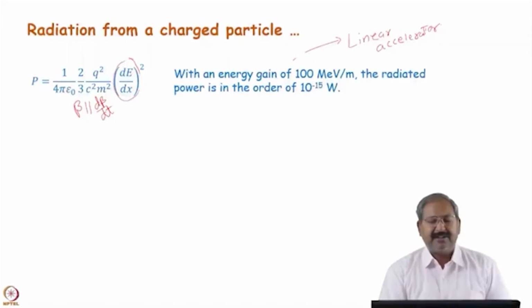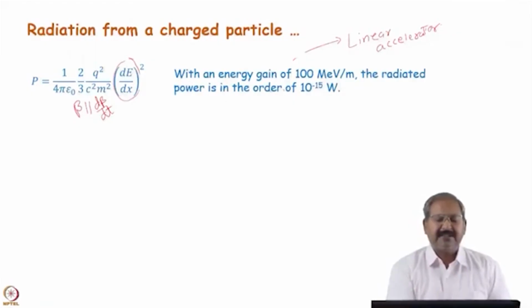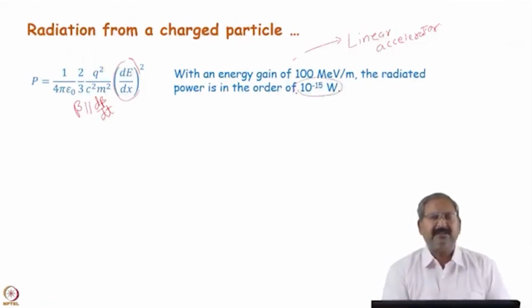If we consider even 100 MeV per meter of dE by dx, it is a huge number. Still, linear accelerators are far from this number practically. Practically, a linear accelerator can reach up to 30 or 40 MeV per meter. However, at high frequencies of operation, 100 MeV per meter can be realized. But no such accelerator right now is operating with such high gradient. But still, if we consider that high gradient, then the radiated power is still in the order of 10 raised to minus 15 watt only.